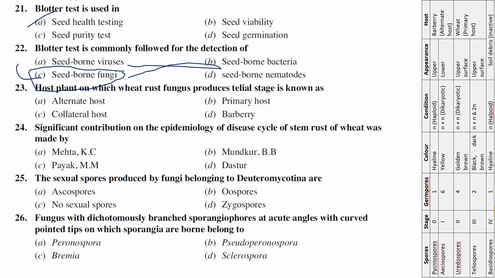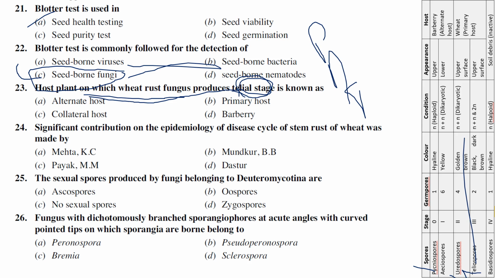The next one: the host plant on which the wheat stem rust fungus produces the telial stage is known as, I repeat once again, the host plant on which wheat stem rust fungus produces the telial stage. There are 5 stages: pycnium, aecium, uredinium, telium and basidium. What they are asking is on which crop the telial stage is produced: alternate host, primary host, collateral host, or barberry. Here I have given pycniospore, aeciospore, urediniospore, teliospore, basidiospore. The stages, germination, color, everything I have given, since I don't want to waste time.